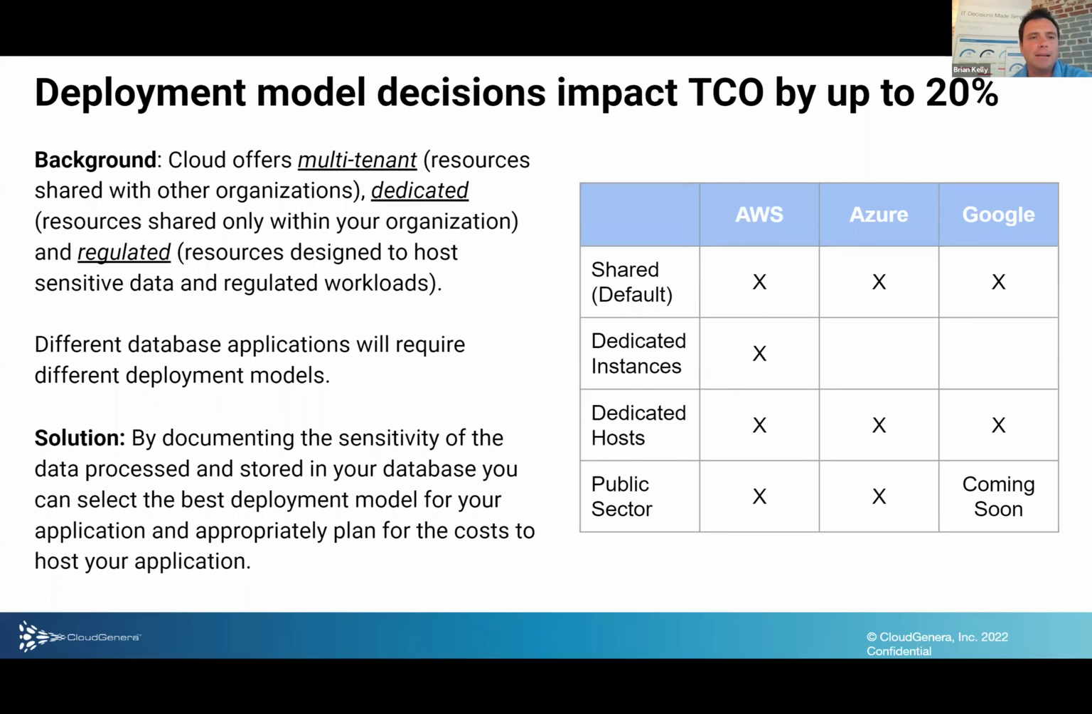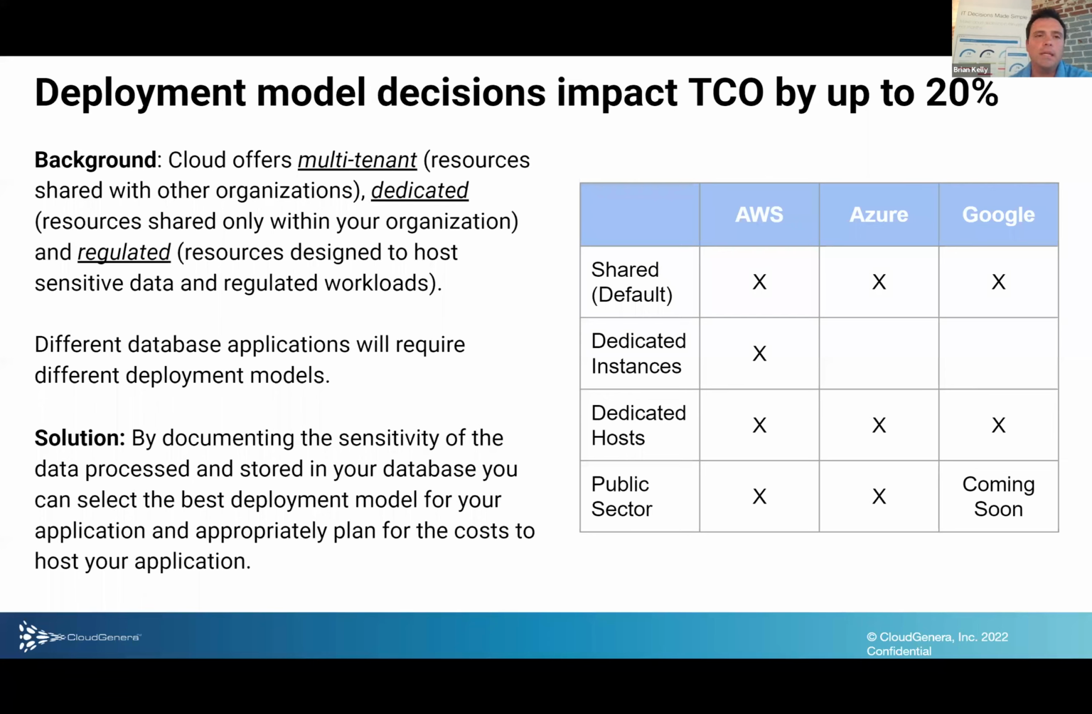And the last offering we'll talk about that's available from cloud providers is this notion of a regulated offer, where the resources are designed to host highly sensitive data and highly regulated workloads. This is predominantly for the US public sector. And today, there are offerings from Amazon and Azure. And soon there will be offerings from Google in this space.